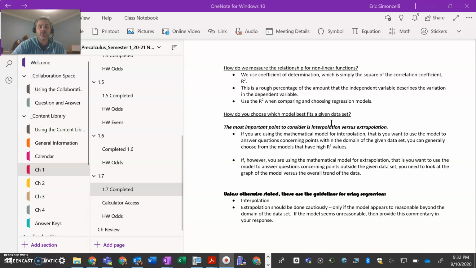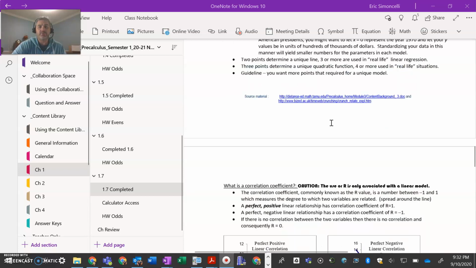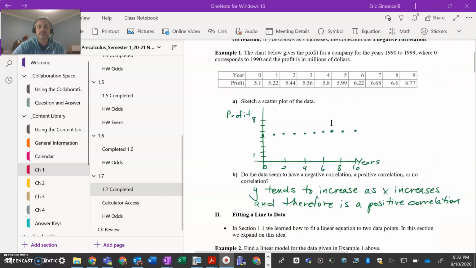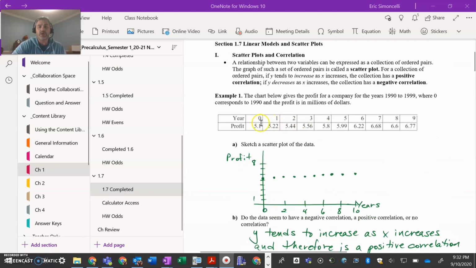Picking one of the original data points from the very beginning here. I know, of course, between 0 and 1, it jumps from 5.1 to 5.22. But if you're going to interpolate, in other words, let's say you wanted to predict it at 0.5, halfway between 0 and 1, well, that prediction might lead to an answer of 5.15, that type of thing, or closer to 5.2 even.